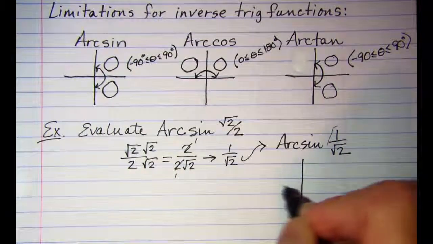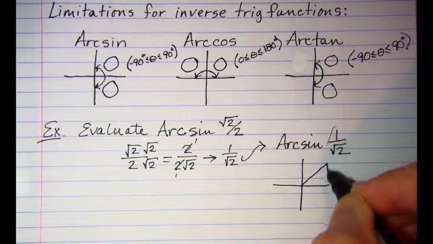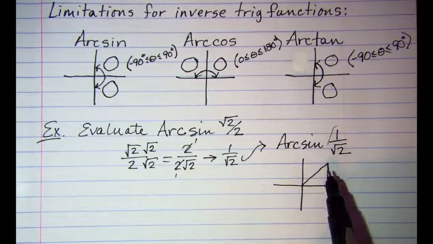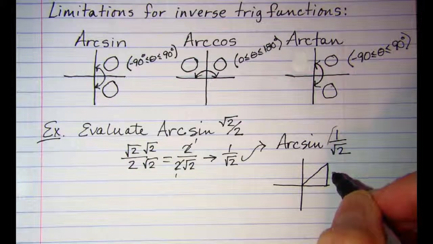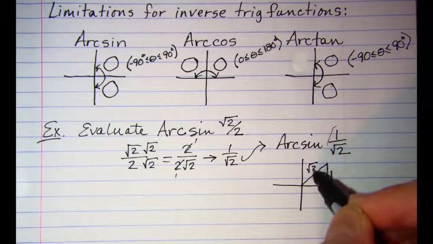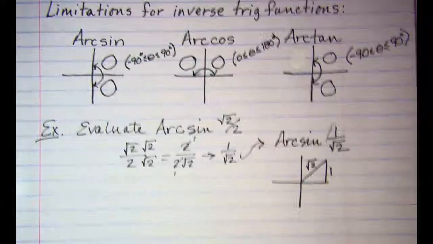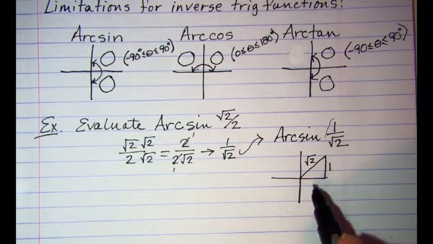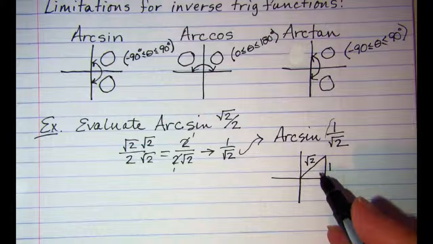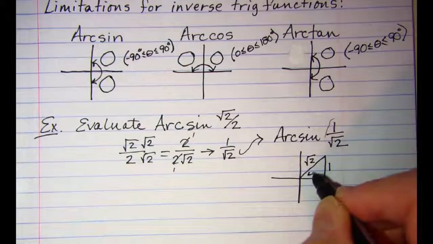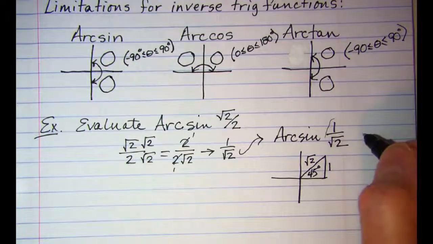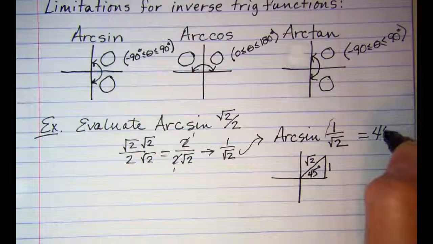So in quadrant 1, my sine ratio is defined as opposite over hypotenuse. So my opposite side is 1, and my hypotenuse is root 2. Now you should recognize this as 1, 1, root 2, or a 45, 45, 90 triangle, which means that my angle here is going to be 45 degrees. So arcsine 1 over root 2 is 45 degrees.